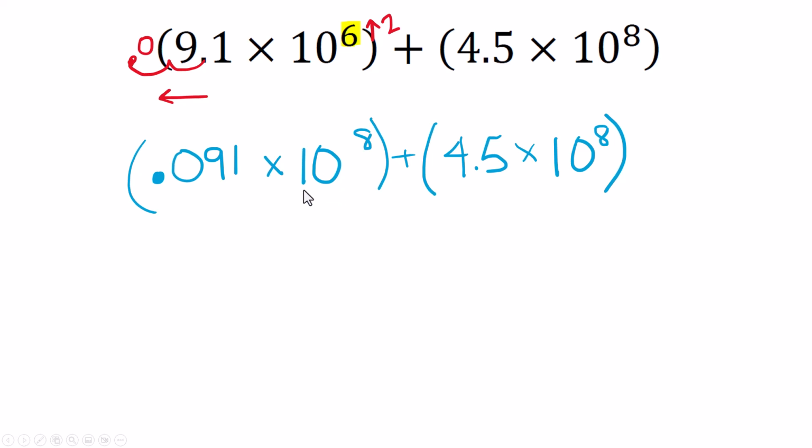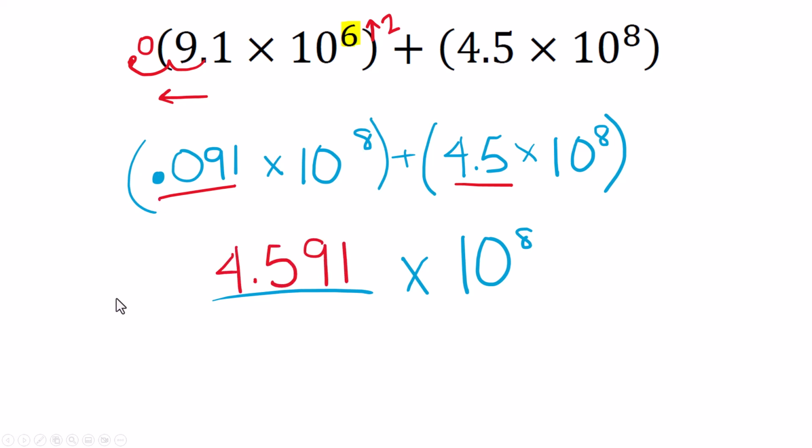But now we have both of these at 10 to the 8th. So I know my answer will be 10 to the 8th power. And all I need to do is add the front numbers. And we end up with 4.591.